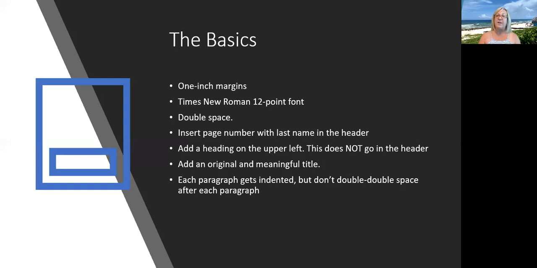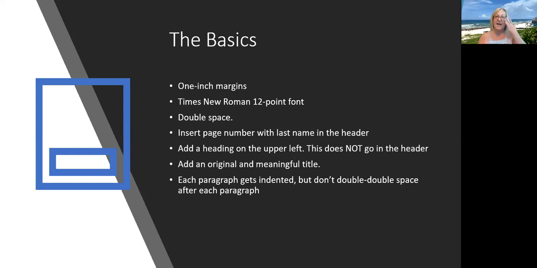The first one is 1-inch margins. Now, for most of you, that won't matter because your Word, Pages, and Google Docs will all have 1-inch margins by default. If you have an older version of Word or Pages, those margins might be different and you may have to create custom margins, and they're 1-inch on the top, 1-inch on the bottom, 1-inch on the left, and 1-inch on the right. The second thing is Times New Roman 12-point font.